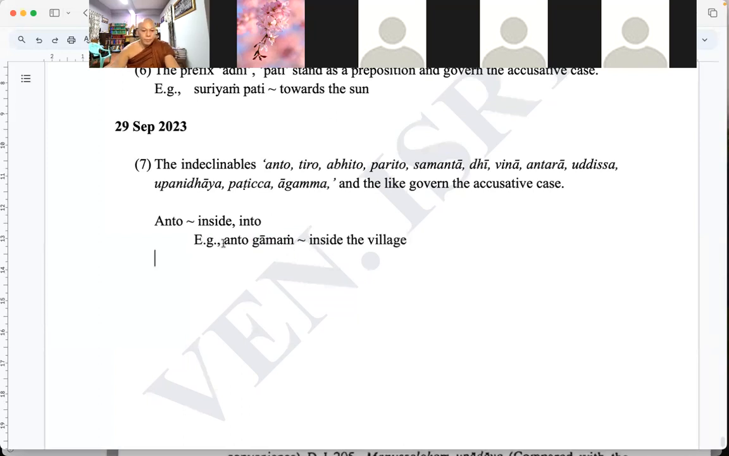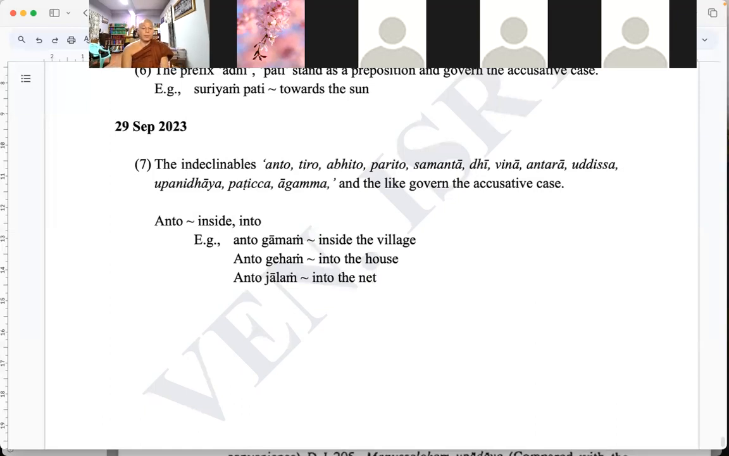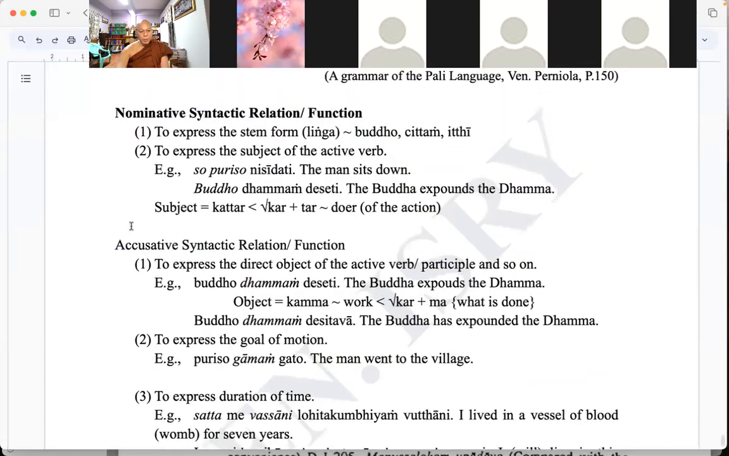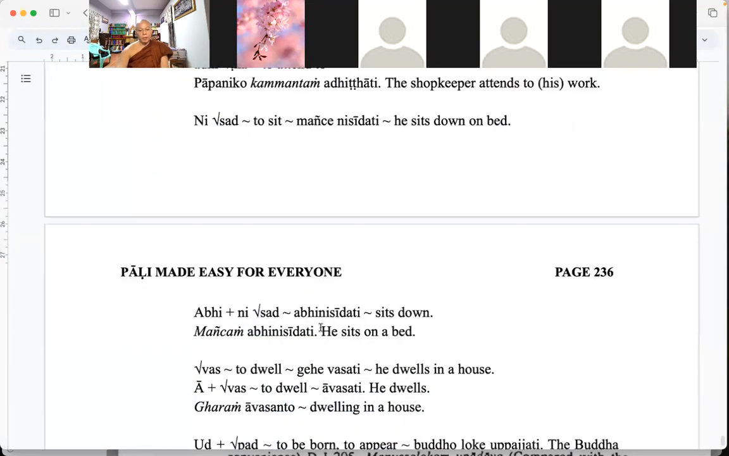Maybe another one. So anto gehaṃ, into the house. The same way, anto jālaṃ; jāla means net. So into the net. In this way, you see. So this, in connection with anto, with the accusative case: gāmaṃ, gehaṃ, jālaṃ. But now we are learning just the usage of the accusative case. That is the heading. So we are just talking about the accusative.